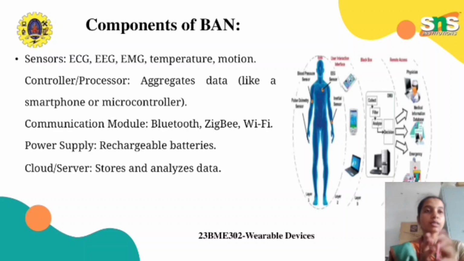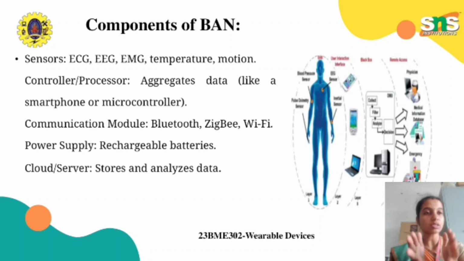Here in this image we can see that we have 4 layers. Layer 1, that is the patient where the sensors are incorporated. Level 1 is the BAN, the body area network, where the entire body is covered with sensors. And next is the user interface.